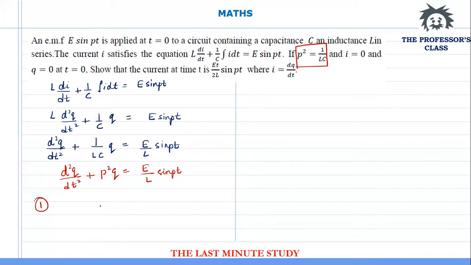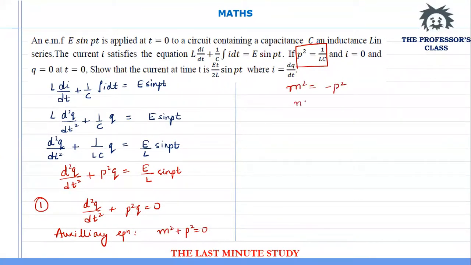So the first part that I'm supposed to solve is this one, d square q by dt square plus p square q equals 0, to find the general solution. The auxiliary equation over here becomes m square plus p square equals 0. This will give you m square equals minus p square, or the value of m will be plus or minus ip. Imaginary number, because there is a negative root over here.